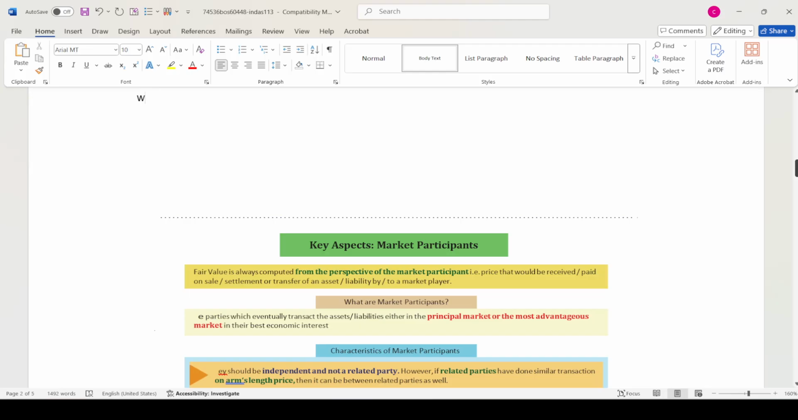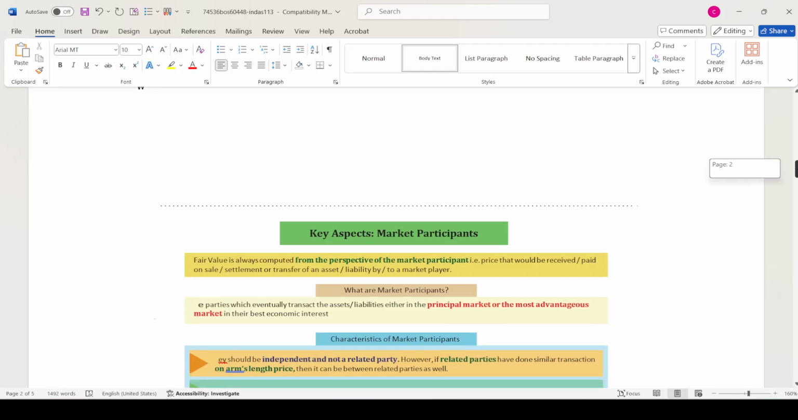We will learn about this. Market is nothing but the appropriate market, and the buyer is nothing but the market participant. Price is nothing but the transaction price, the price at which the entity's asset can be sold. Now let us understand what you mean by market participant. Who is known as a market participant?